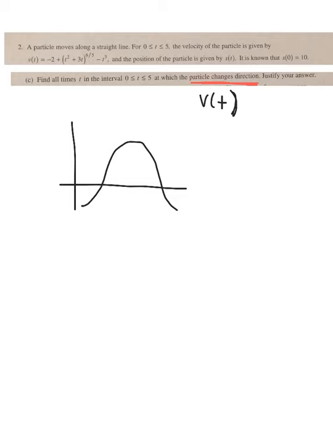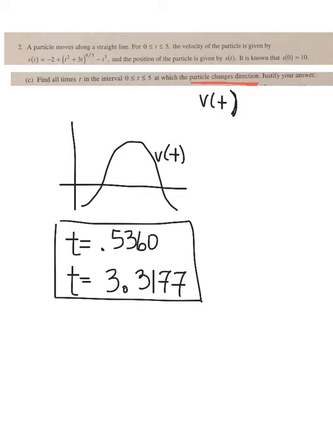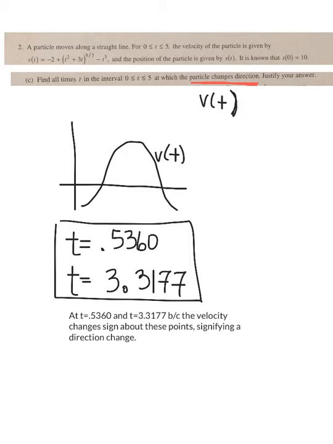Now we're looking for changes in direction. Wouldn't we have a change in direction from below to above the x-axis right here at this time? And then again over here, we're going from above to below. So what you need to do is find those two values. Why don't you pause and figure those out? All right, so those would be your two values of t. Now it also says to justify your answer. The reason is that at those two points, the velocity changes sign, signifying a direction change.